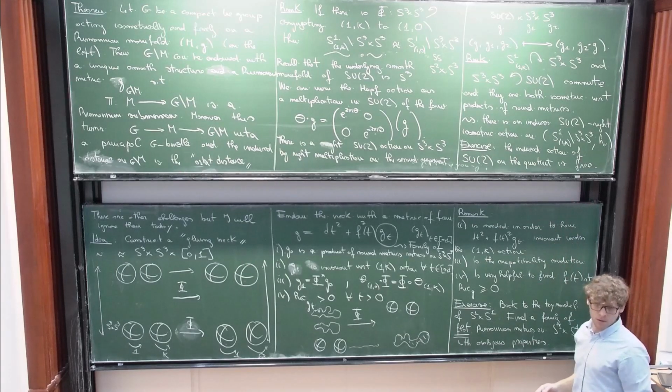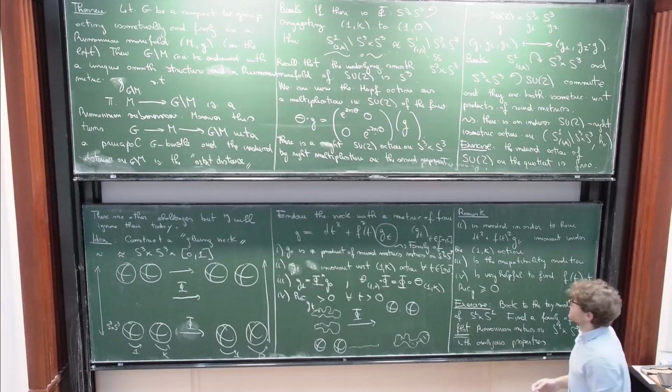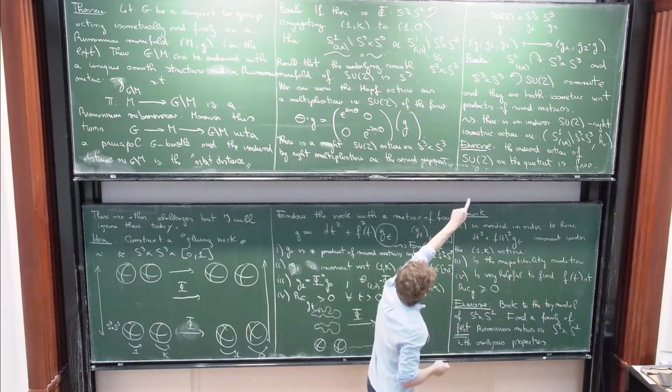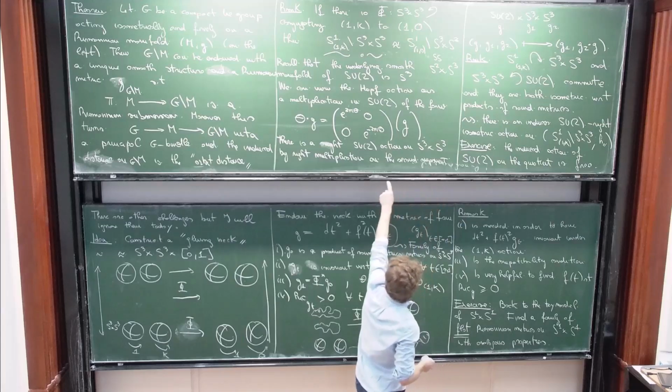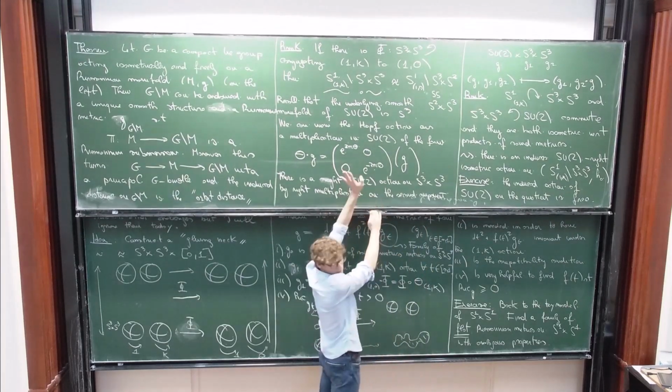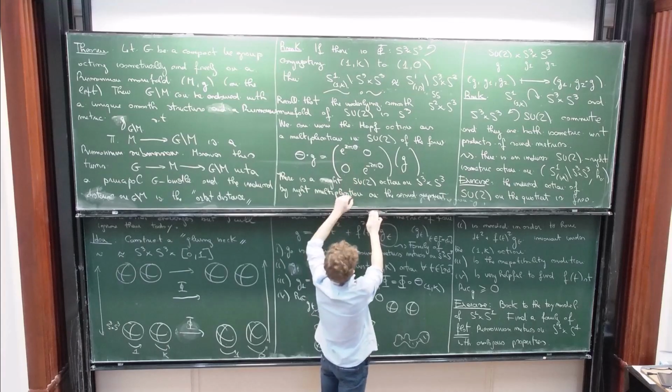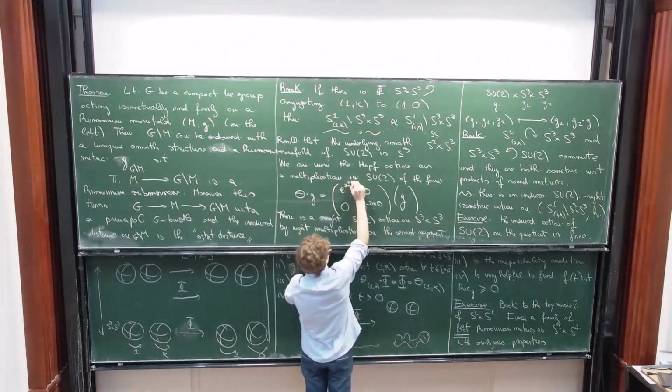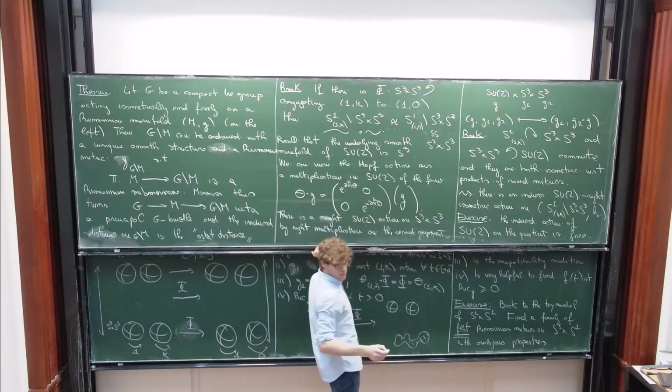So how do we get the action of SU2 on it from the left? How do we get the left action? So I multiply G1, G2. G1 I multiply by this matrix, and G2 I multiply on the left by this matrix where I put the kappa here. That's the answer?